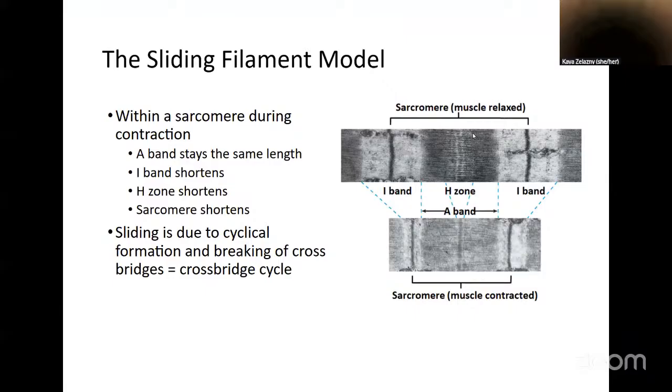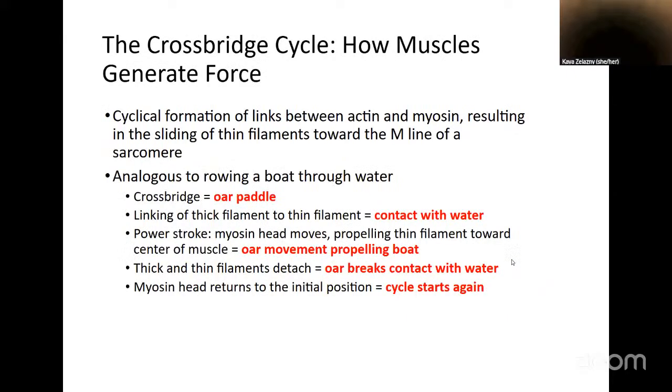And here are just pictures of what that looks like under a microscope: a relaxed sarcomere, longer, and this shorter contracted sarcomere here, with those really noticeably tiny I bands particularly. The cross-bridge cycle is how we're actually taking that actin and moving it in, creating this greater range of overlap and this shorter sarcomere.